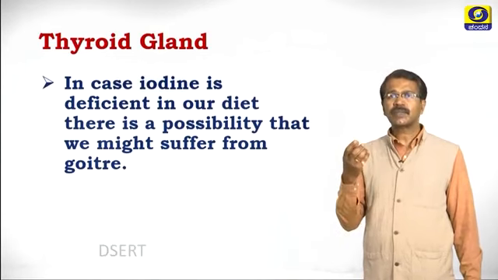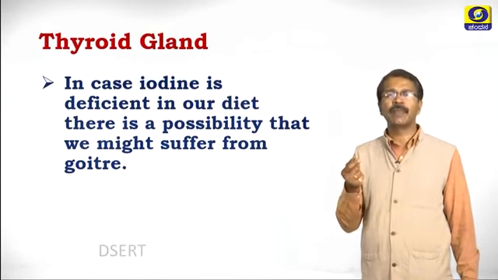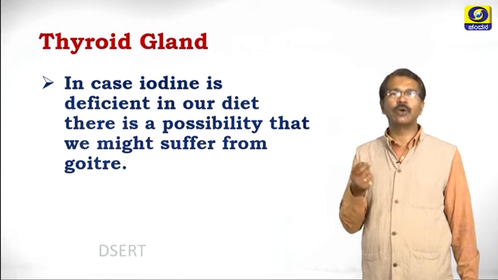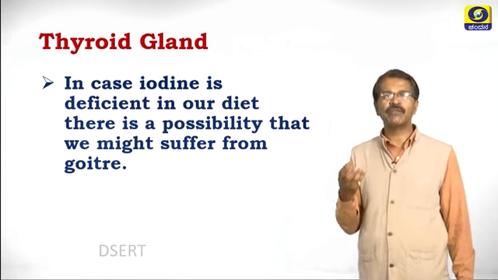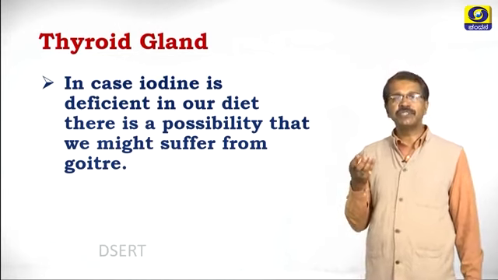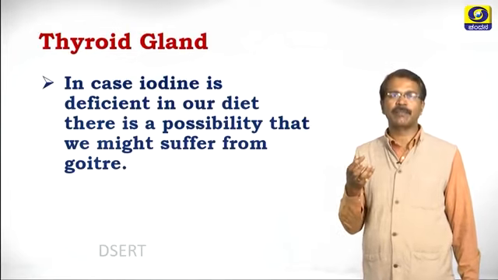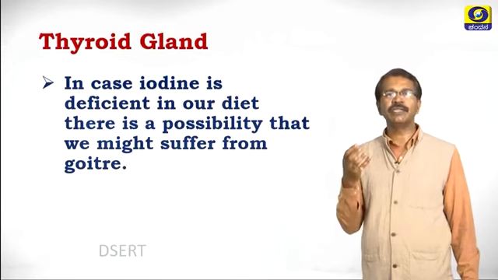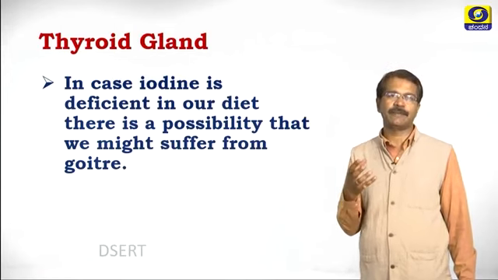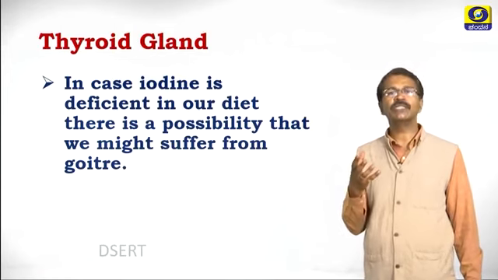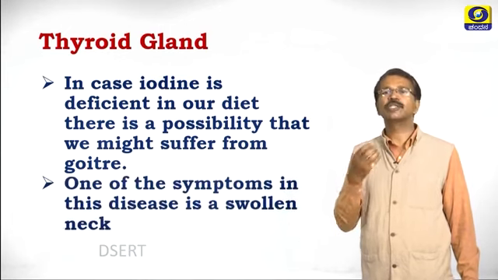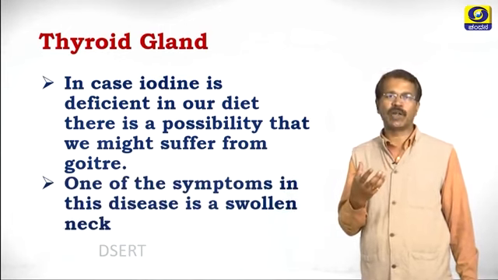Next, as I said, the thyroid gland needs iodine to produce thyroxine. If your diet is deficient of iodine, then the person suffers from a disease called goiter. What is the symptom of this disease goiter? Swollen neck. The neck will be swollen.